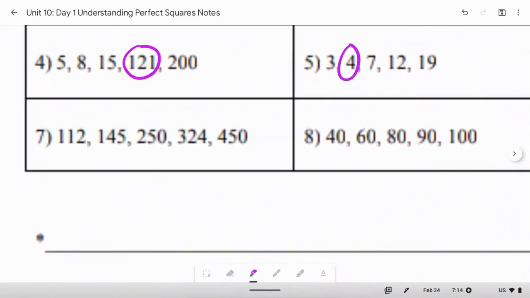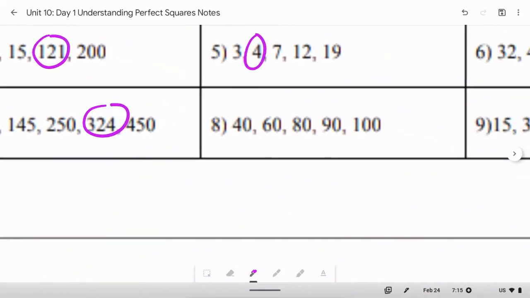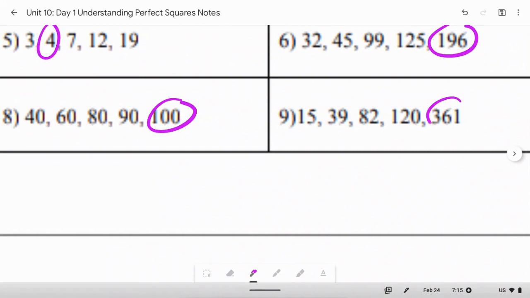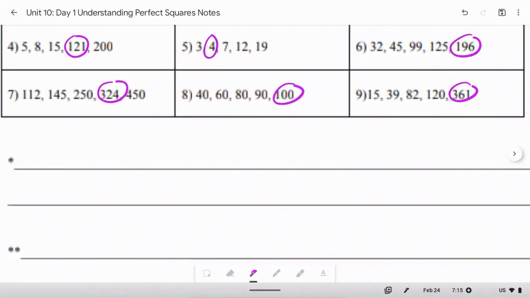In number 7, the perfect square number is 324. 324 is 18 squared. In number 8, the perfect square number is 100, since that's 10 squared. And then in number 9, the perfect square number is 361, since that's 19 squared.